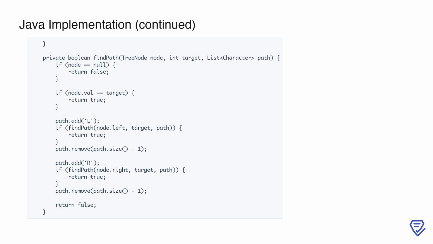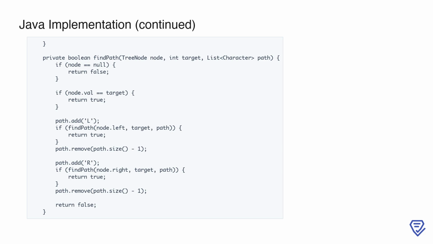It takes three parameters: the current tree node, the target value, and the list to store the path. If the current node is null, it returns false, indicating that the path does not exist. If the current node matches the target value, it returns true, signaling that the target has been found. Otherwise, the method explores the left and right subtrees.